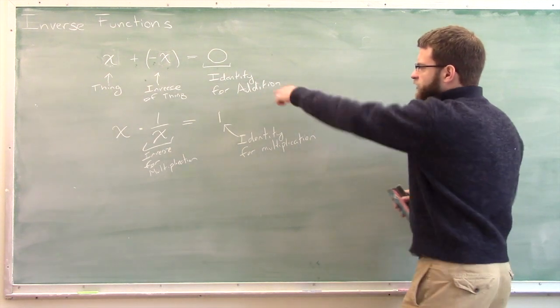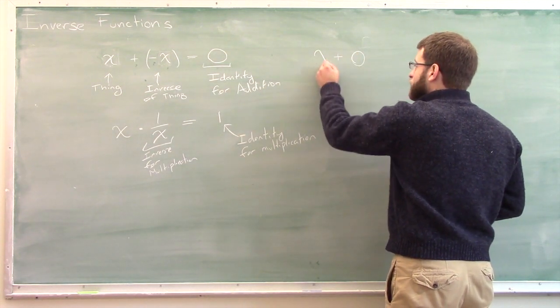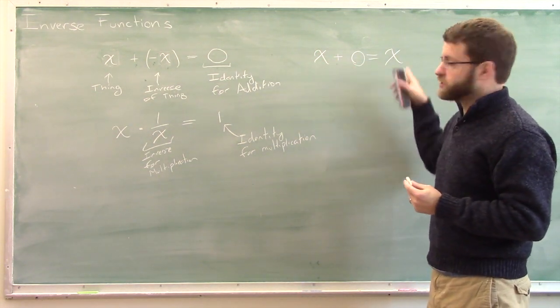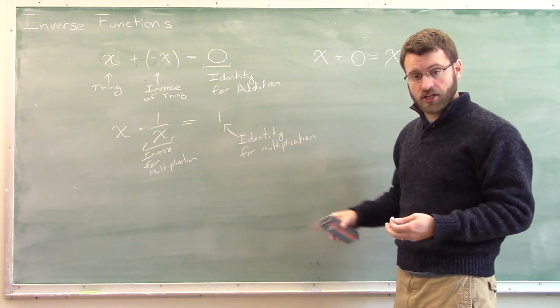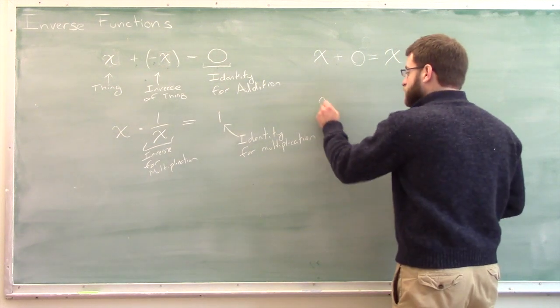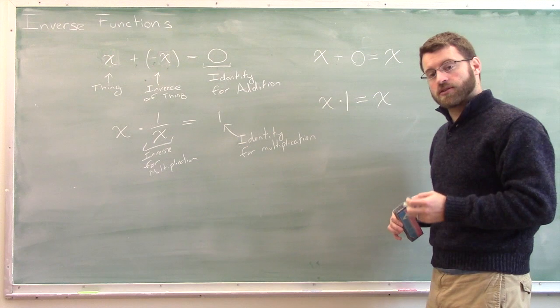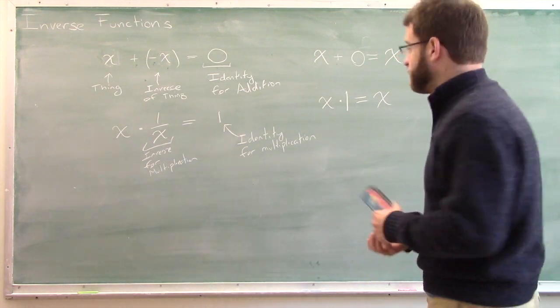If I take the identity for addition and I add it to something, it leaves that thing unchanged. x plus 0 is equal to x. If I take the identity for multiplication and I multiply that by something, it leaves that thing unchanged. x times 1 is equal to x. And it's that idea that we want to carry over when we're defining the identity function.